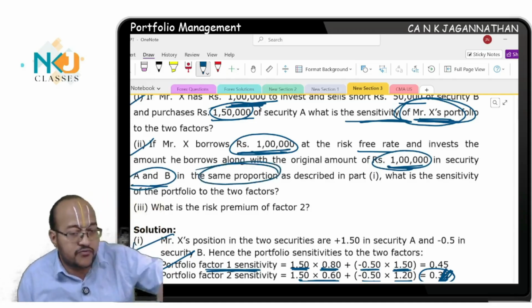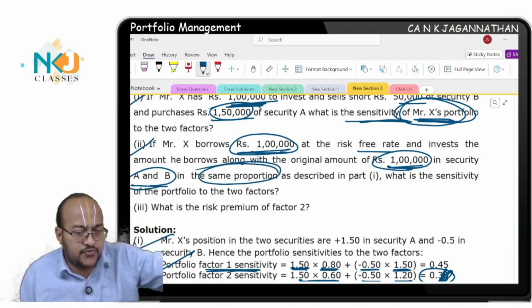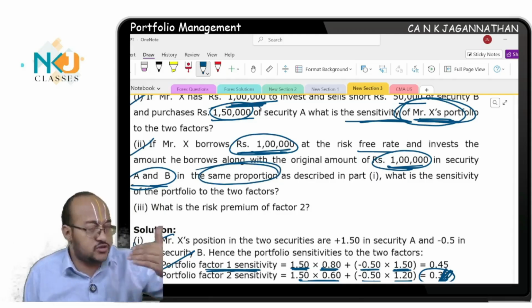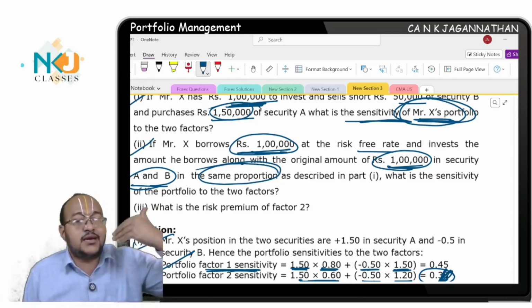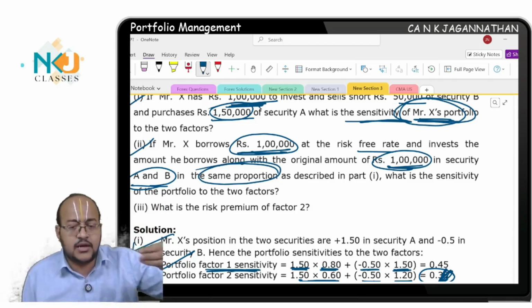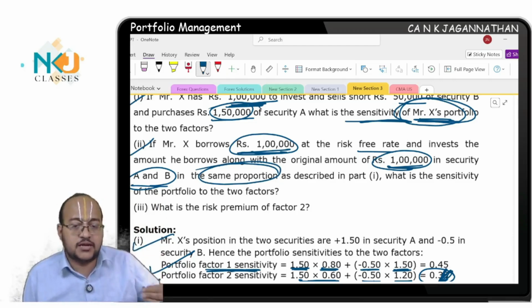What is the earlier proportion we used? Plus 1.5 for security A, minus 0.5 for security B. Same way, short sold, 1 by 3, 3 is to 1 we use. 3 is for buying the security, minus 1, okay, 3 is to minus 1 is for selling the security.